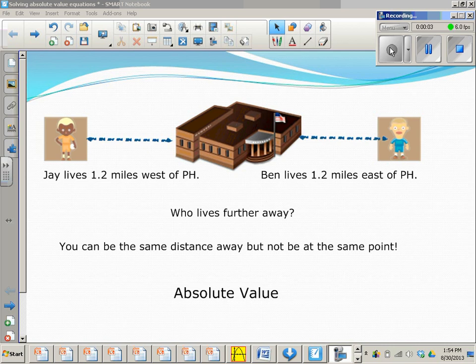Today's lesson is on absolute value. Let's look at this little example first. Jay lives 1.2 miles west of Patrick Henry. Ben lives 1.2 miles east of Patrick Henry. Who lives further away? Well, we can see by this that they live the same distance away. So you can be the same distance away, but not be at the same point.